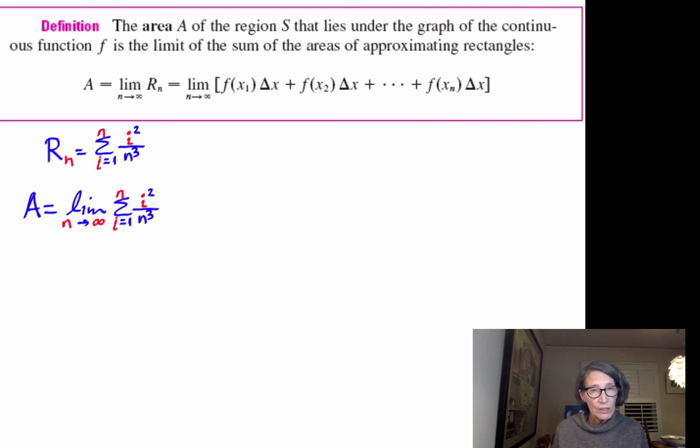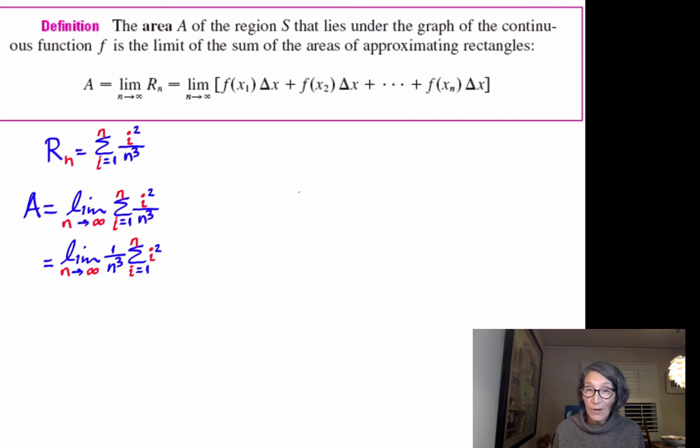So the first thing we can do is use the distributive property, which is one of the first 5 properties we learned about finite sums, to get that n to the third out of the sigma. So i squared over n to the third is really i squared times 1 over n to the third. And since 1 over n to the third doesn't have an i in it, it's the same in every single term, so we can pull it out using the distributive property. So we get the limit as n approaches infinity of 1 over n to the third times the finite sum from 1 to n of i squared.